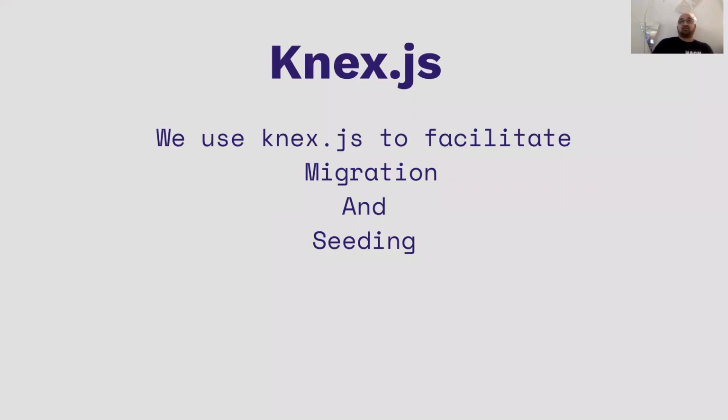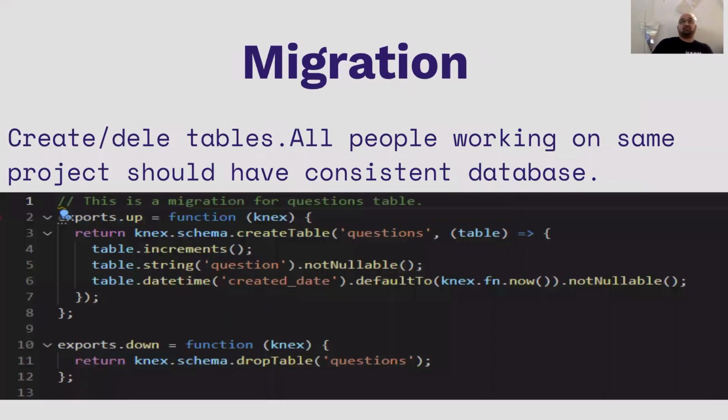I also want to talk about Knex. We use it to facilitate migration and testing. Migration we use to create and delete tables. Why do we do migration? Because all people working on a project should have the same, consistent database. In the code here, we can see that first we are creating a table and exporting up, and then we are deleting the table and exporting down.